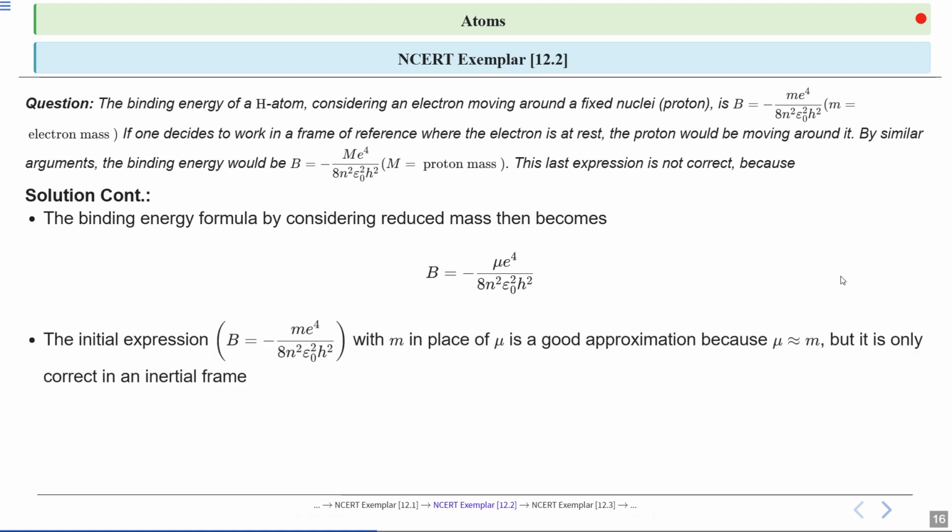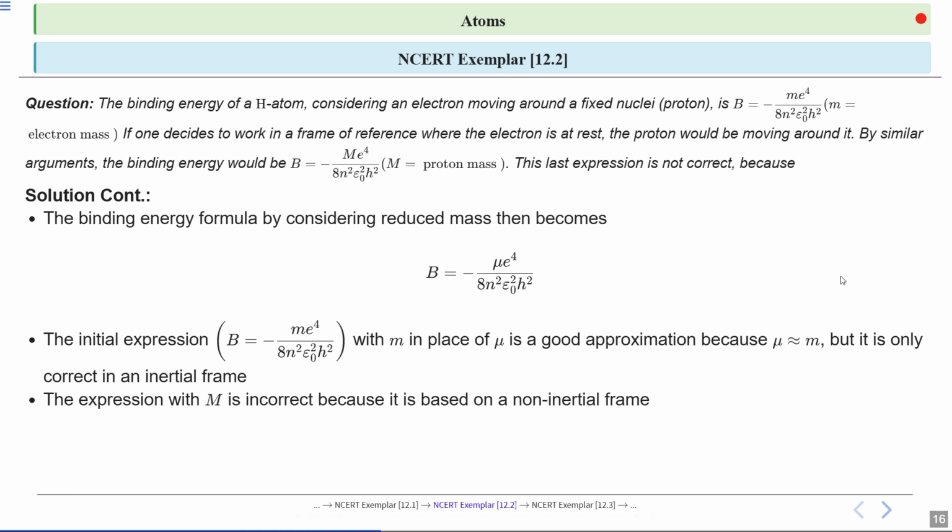The original formula B equals minus small m e to the power 4 upon 8 n square epsilon naught square h square uses the electron mass m instead of the reduced mass mu. This is a good approximation because the proton is much heavier than the electron, so mu is almost equal to small m. However, this formula is only strictly correct in an inertial frame where the nucleus is considered fixed. Now, if we try to use the proton mass capital M in the formula, we run into a problem.